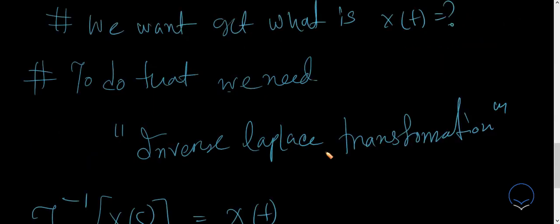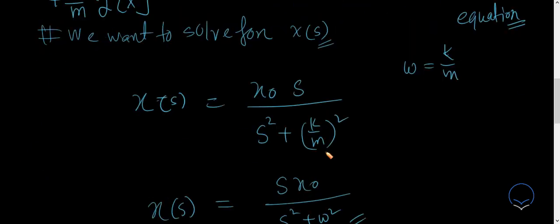That means, oops, sorry, I made a mistake over here. It should be omega square, and there shouldn't be a square over here. Sorry about that.